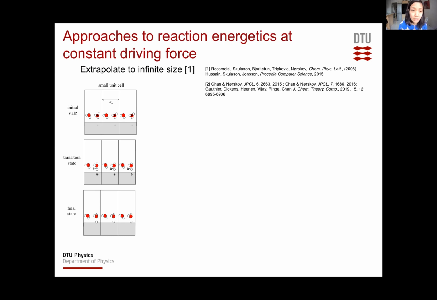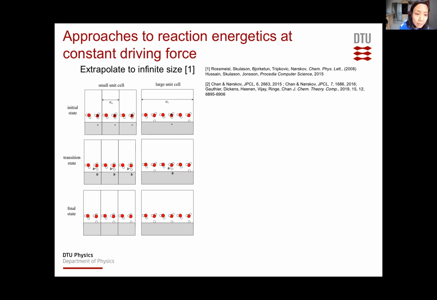One possibility to do this is to do the calculation of a proton-electron transfer in a series of different size cells. And what we can see here is that when we go from a smaller to a larger cell, there is a decrease in the change in charge density. So with enough number of calculations, one can extrapolate to the infinite cell size. This is kind of like a brute force approach, and it's computationally extremely expensive.